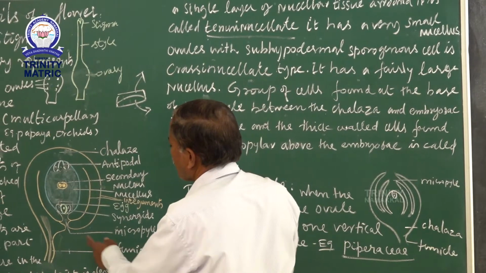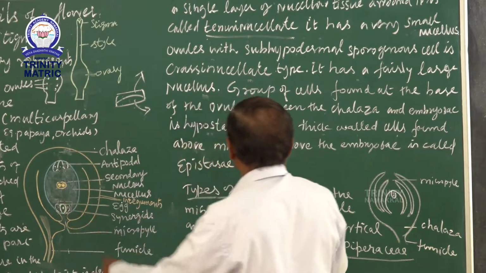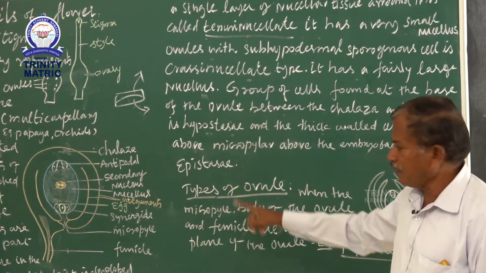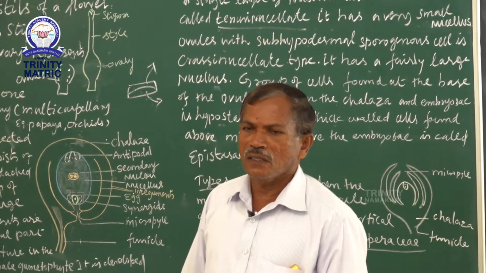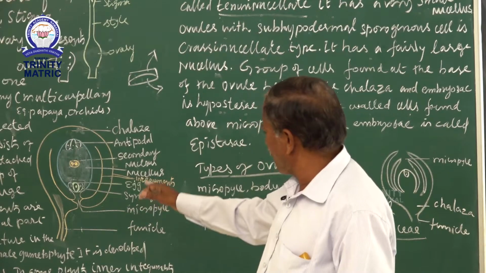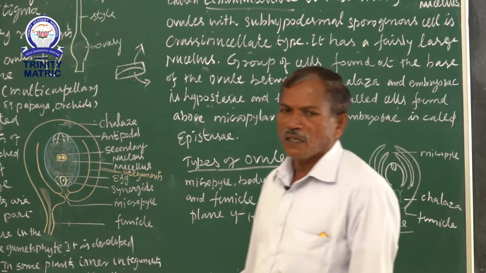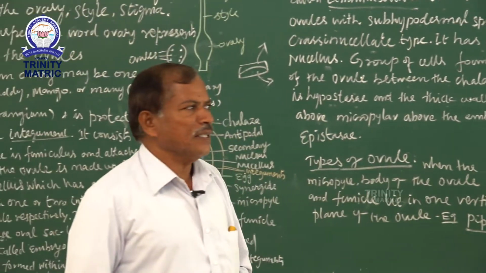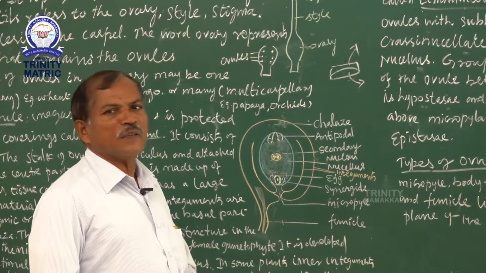When the tissue is formed between the micropyle and embryo sac, it is called an epistase. So all of you prepare this question for 5 marks in the public examination. This is an important one, prepare it. Next topic: depending upon the shape of the ovule, they are classified into different types.